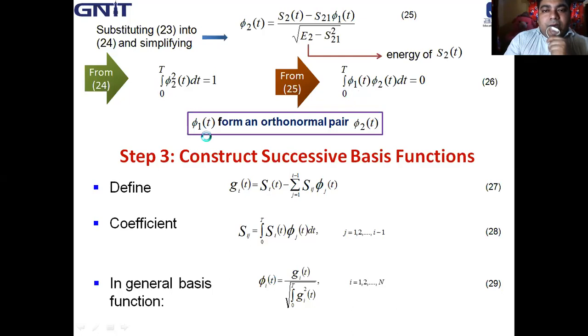And if we express this expression, if we put the value of phi 1t and phi 2t, then we can easily determine the expression will be 0. So we can say that phi 1t forms an orthonormal pair with phi 2t.